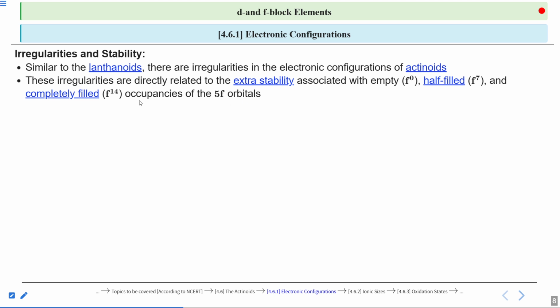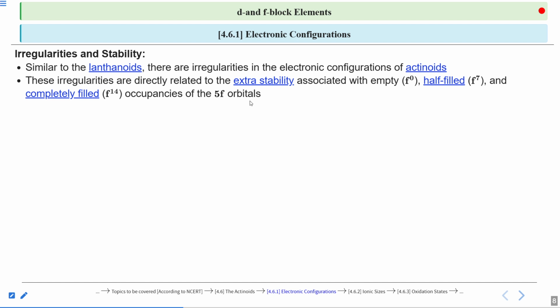So why have the irregularities been observed in the actinoids? These irregularities are related to the extra stability gained by the elements in the actinoid series, associated with their empty f0 orbital, due to which they attain a noble configuration, or they have a half filled f7 configuration or a completely filled f14 configuration of 5f orbitals, which is a stable one.